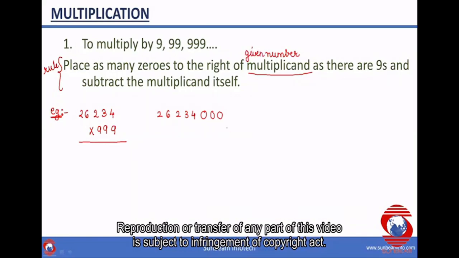Given number. Then they say subtract the multiplicand itself. तो इसमें से आप multiplicand को subtract करो. That is 26234. इसको subtract करो. So if you subtract this, what will be the answer? Can you find out quickly? This will give me 6, 6, 7. This is giving me 7, 0, 2, 6, 2. Right? So this is how I can use this rule.